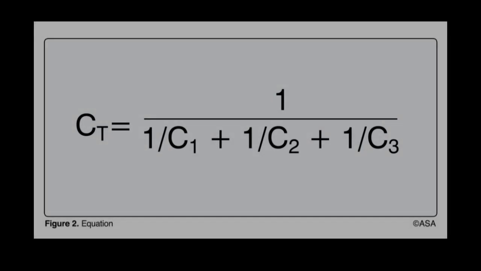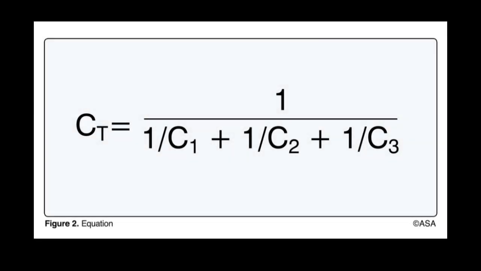Refer to Figure 2. What is the total capacitance of a circuit containing 3 capacitors with capacitances of 0.02 microfarad, 0.05 microfarad, and 0.10 microfarad, respectively? Answer: 0.0125 microfarad.